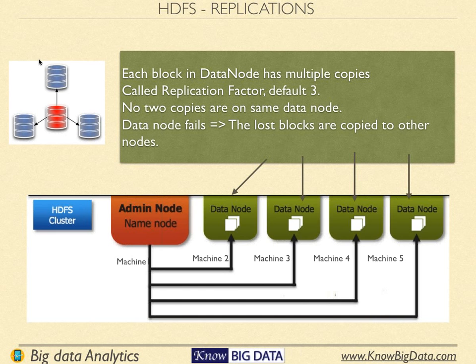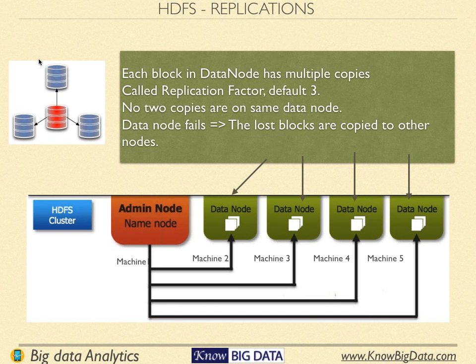Now, when you replicate data, no two copies can be on the same node, not even the same disk. We are talking about the same node. If there are two disks on one node, still one block will not be duplicated on those two disks. It will be on a different node. So no two copies of a block go onto the same machine, same data node. Why? Because if we put the copy on the same node, it's of no use, because if the node goes down, the data is not accessible.